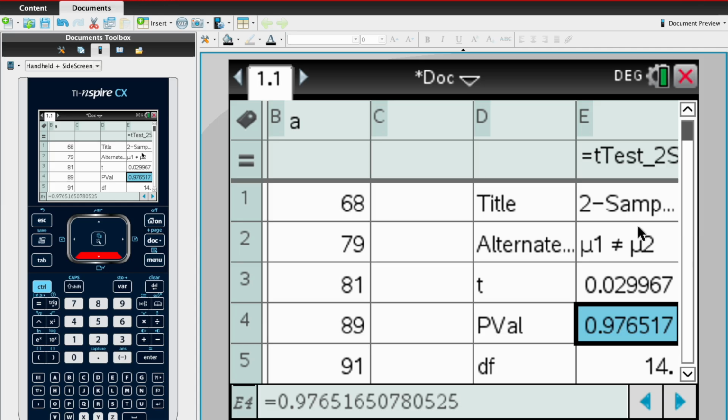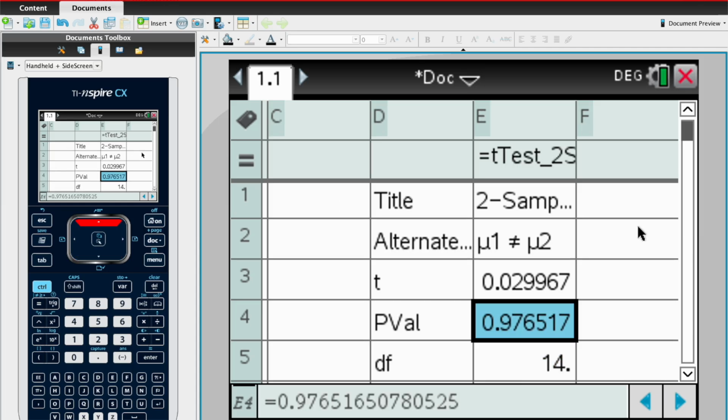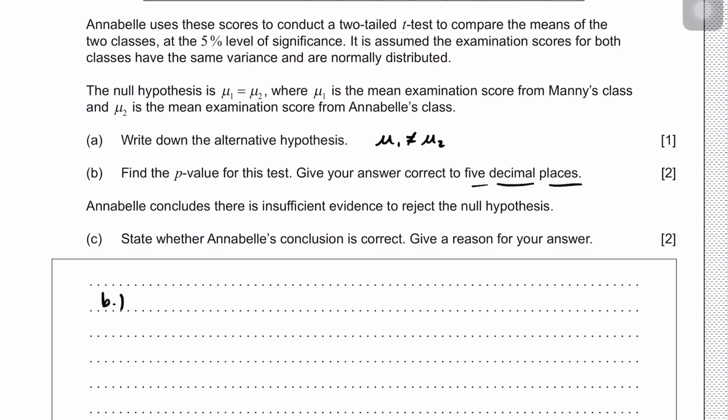So here we are. We are asked to find the p-value for this, and it's actually very, very high. So it's 0.9765. So let's write this out on the examination document. P-value is equal to 0.9765, or we can say 0.977 to 3 sig figs.